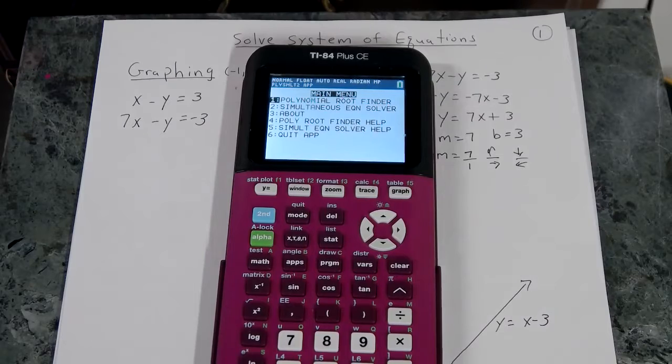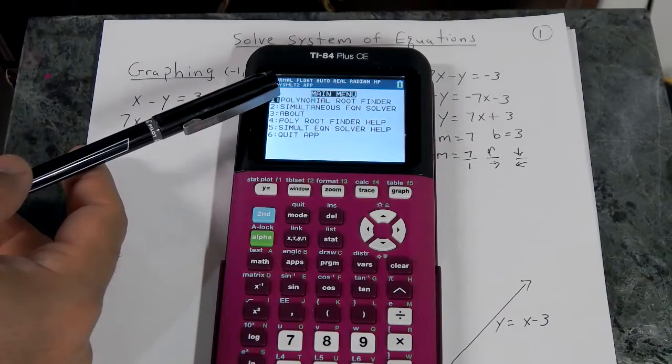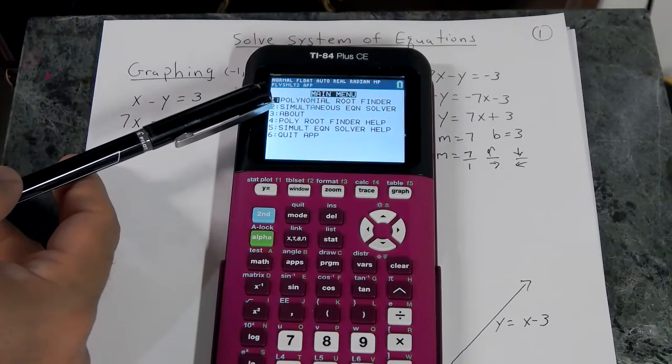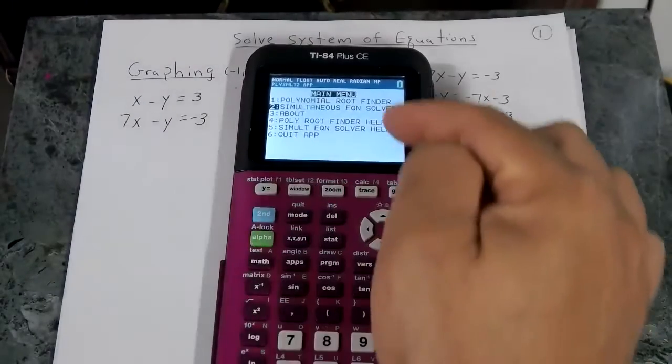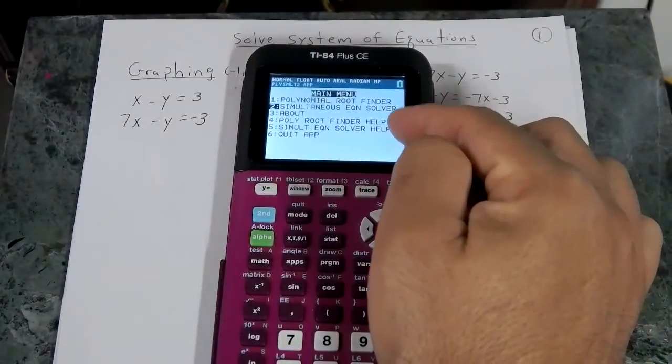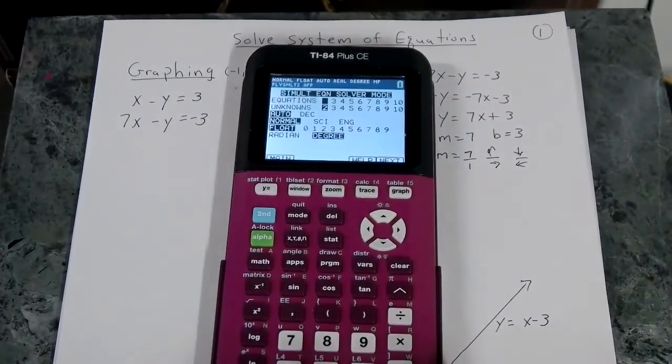And it says here, okay, we have two things, number 1 and number 2. You have your root finder to find the zeros, or the equation solver. Since I want to solve these two equations, I'm going to go down to number 2. And you can read about the about and give you the help to see how you should enter things. But it's not that complicated. If you hit 2, then hit enter.